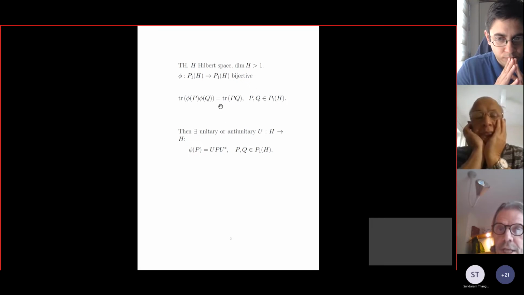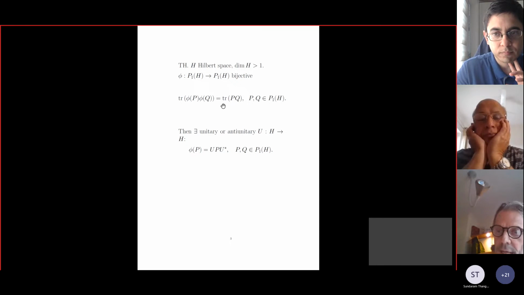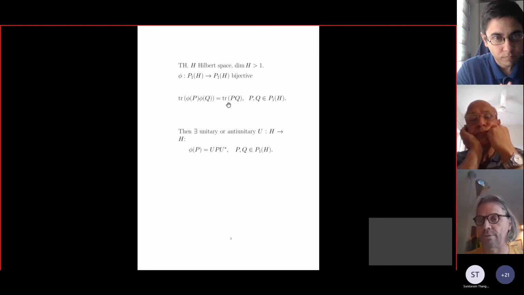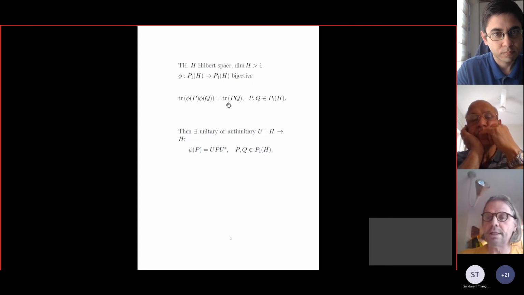The next question: here all transition probabilities are preserved. What if we preserve, for example, just transition probability 0? Trace PQ is 0 if and only if the product PQ is 0. So, can we describe all the maps that preserve orthogonality?